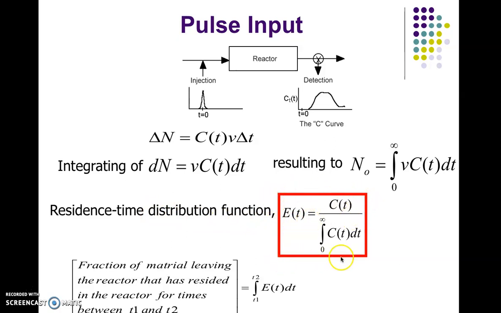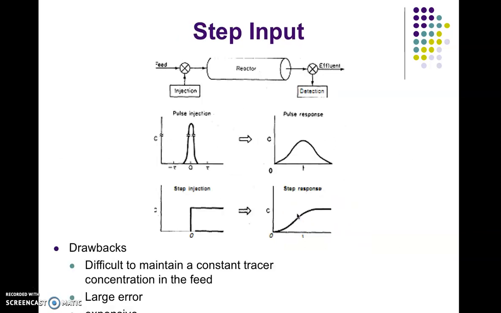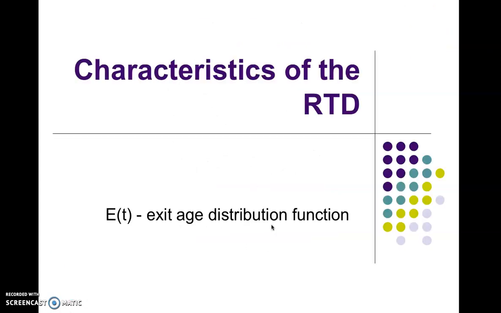So this is the main formula that you need to know. It's the concentration at a particular time over the area under the curve. This area under the curve is actually the integral of C(t) dt from 0 to infinity. So this is known as E(t), right? For step input, you will have something like this. So you notice the difference. This is pulse input. This is step input. The drawbacks of using step input are that it is difficult to maintain a constant tracer concentration in the feed, it has large error, and it's expensive. So we normally focus on using the pulse input.